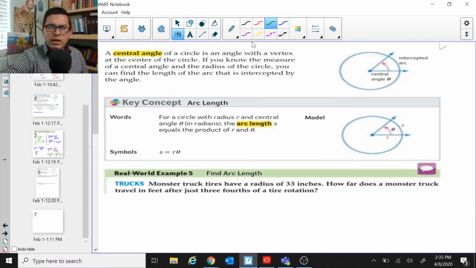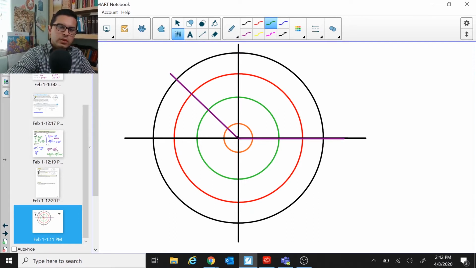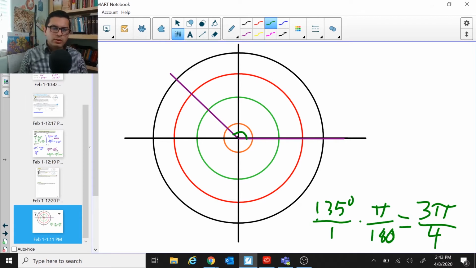I want to draw a couple other circles here. All right, so here we have something that looks like a gigantic bullseye. But what I want to point out is that there is a central angle. As we can see, we have one line at the starting edge, and then we have our terminal side right over here. Let's say this central angle is going to be 135 degrees. Or if we convert that, it'll equal 3 pi over 4. So this central angle is going to equal 3 pi over 4 radians.